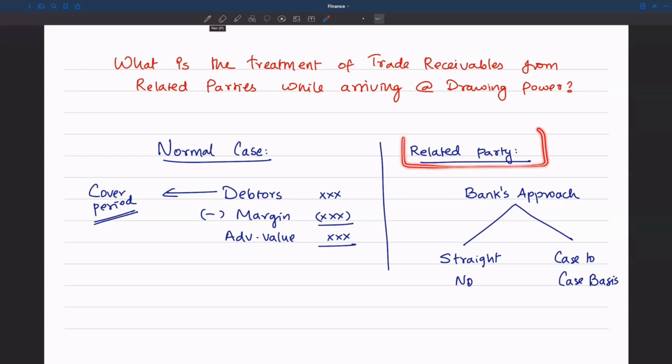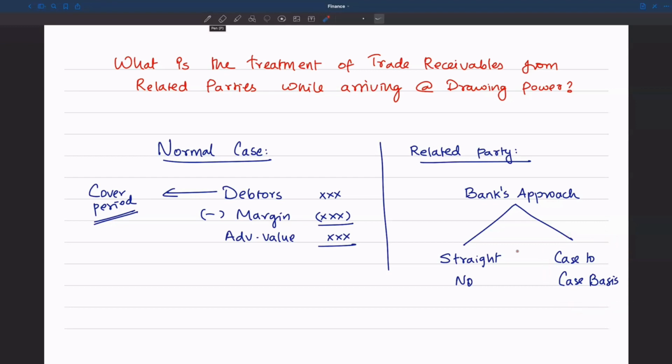But if it is from a related party, then banks may have a different approach, and this approach could vary from bank to bank. There are banks which are very conservative. There are banks which are ready to take risk. A conservative bank will say straight no to receivables from related parties. They will say straight no, we cannot fund receivables related to related parties. They have to be altogether excluded while computing the drawing power. And other banks will say we will consider on a case-to-case basis.